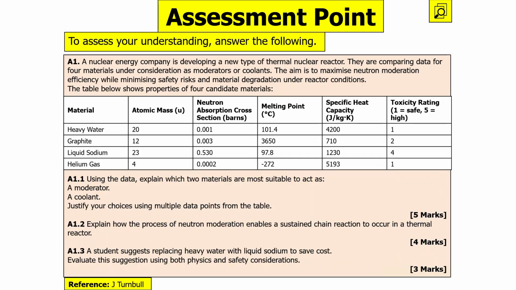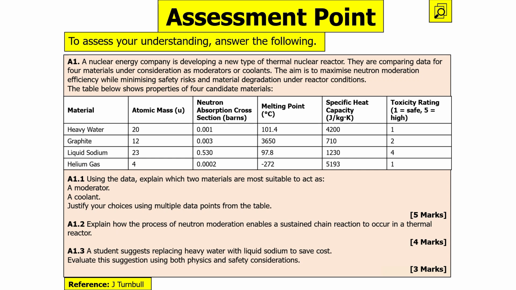A nuclear energy company is developing a new type of thermal nuclear reactor. They are comparing data for four materials under consideration as moderators or coolants. The aim is to maximize neutron moderation efficiency while minimizing safety risks and material degradation under reactor conditions. The table below shows the properties of four candidate materials.